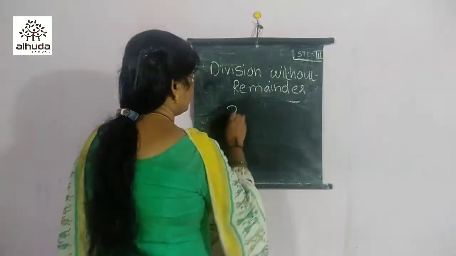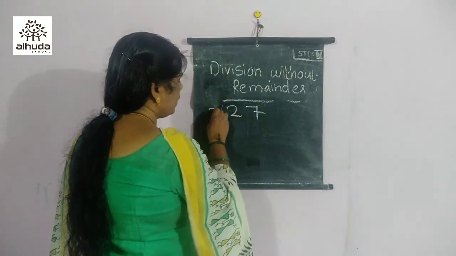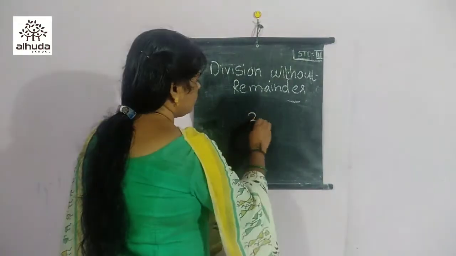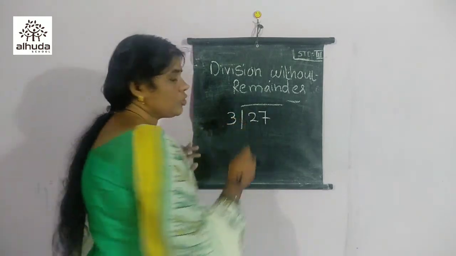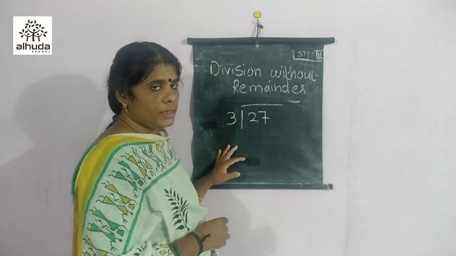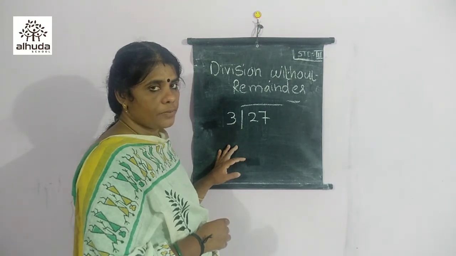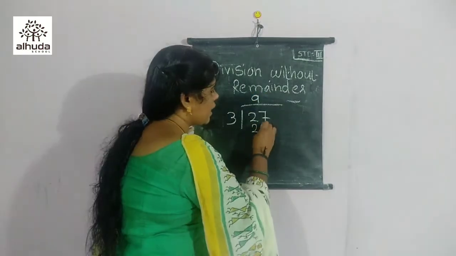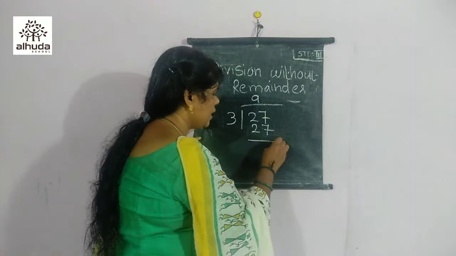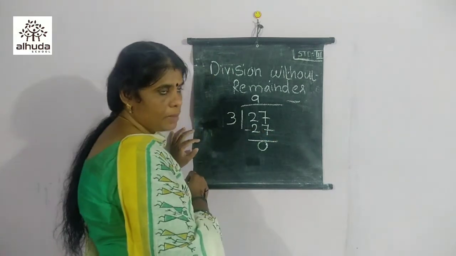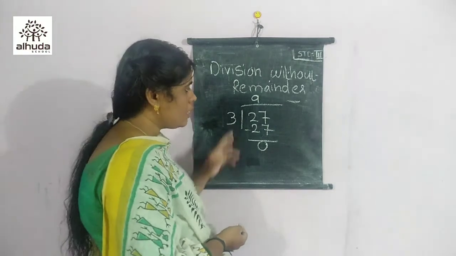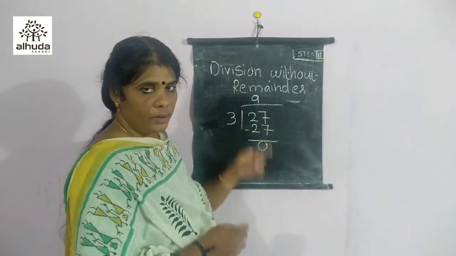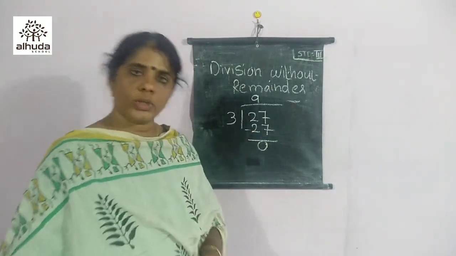27 divided by 3. Should recite the table of 3. 3 ones are 3, 3 twos are 6, 3 threes are 9, 3 fours are 12, 3 fives are 15, 3 sixes are 18, 3 nines are 27. 9 right there, 27 after multiply right here, then subtract. 0 is the remainder. So no remainder is here. Quotient is 9, divisor is 3, dividend is 27. So we want to find out the quotient through division.